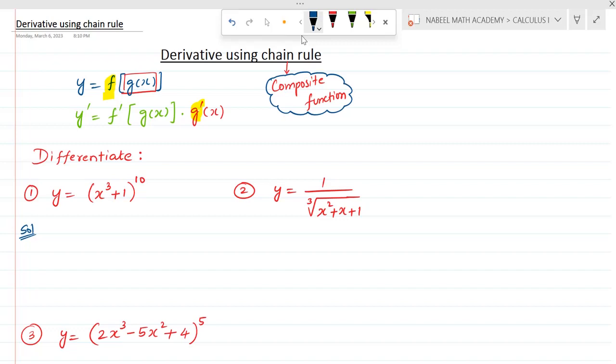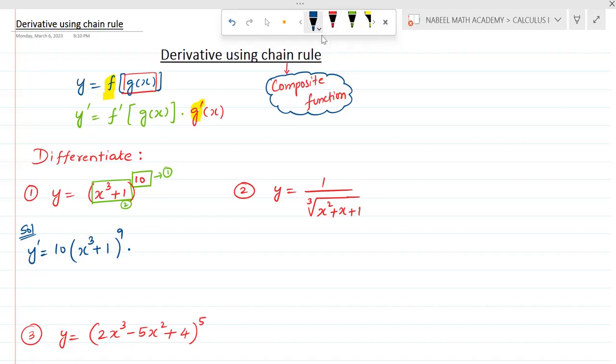Actually here you will have two functions. What are they? Number one is the power. Number two is the inside function. So this is the first one and this is the second. So let us do this part. Here y prime is equal to 10 times this, to the power n. So the power differentiation is over. Now you have to differentiate the inside, the number 2.